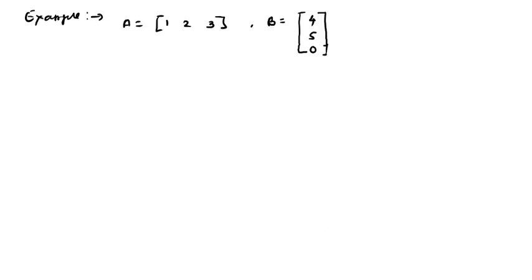Okay, firstly we will observe the order of the matrix A, which is of order 1 by 3, and this is a matrix of order 3 by 1. Then we need to find the matrix A into B if it exists. Now, does it exist? The answer is yes, because the number of columns in the first matrix equals the number of rows in the second matrix, and whatever matrix we get will be of order 1 by 1.